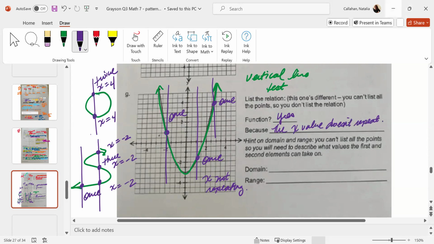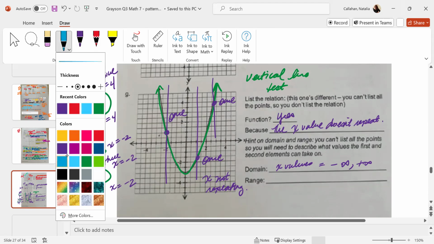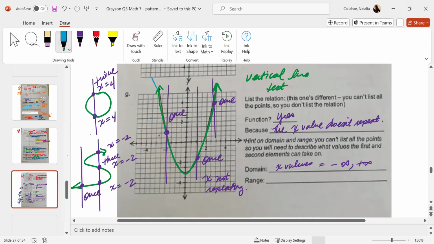All right, so hint, on domain and range, you can't list all the points, but you need to describe what values the first and second element can take on. Domain, well, if you look at it, the domain is the X values, which can equal anything from negative infinity to positive infinity, right? As this green graph keeps on going further and further up, do you see how it keeps on moving to the left? So it's negative infinity. And as this right graph keeps expanding to the right, it's now positive infinity, right?